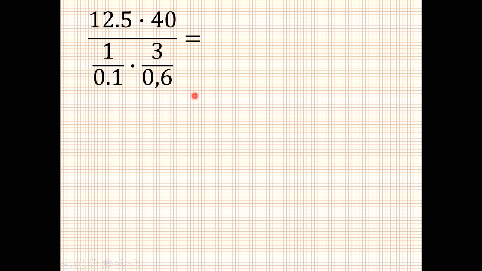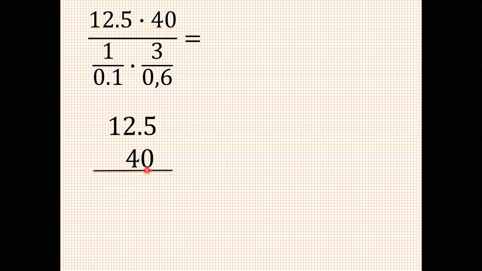Now, in this example, I'm going to firstly multiply what I have in the numerator, and separately I will do the multiplication in the denominator. Okay, let's start from the numerator. In the numerator, I have 12.5 and 40, the product of these two numbers. And when I multiply decimals, I can ignore decimal points, and I will do regular multiplication.